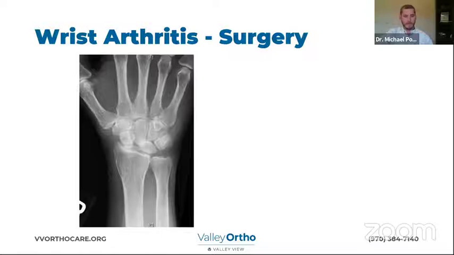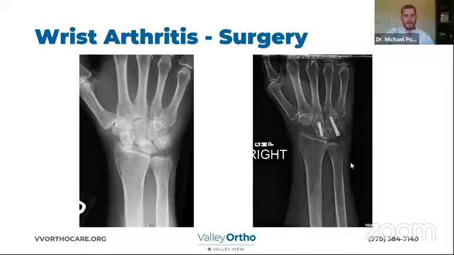In this case, you can see the preoperative x-ray of this patient who had an old ligament injury here that is starting to develop some arthritis in the wrist. And in this case, this patient is a candidate for what's called a partial wrist fusion or partial wrist arthrodesis. Nice thing about that procedure is it's a durable pain relieving procedure, but it also preserves a fair bit of the motion in the wrist.